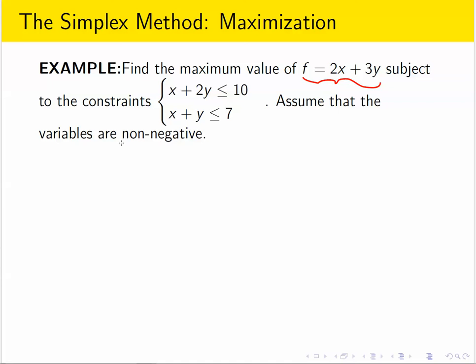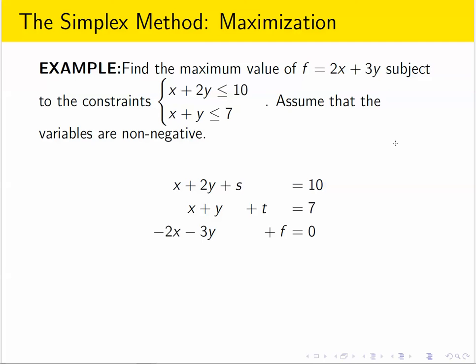And we're also told to assume that the variables x and y are non-negative. So that means x is greater than or equal to 0, and y is also greater than or equal to 0. Sometimes those will be listed among the constraint equations. Other times we'll just be told to recognize that they're non-negative. And that's the other condition we need to know it's a standard maximization problem. Because it is, we can use the simplex method. So let's get started.